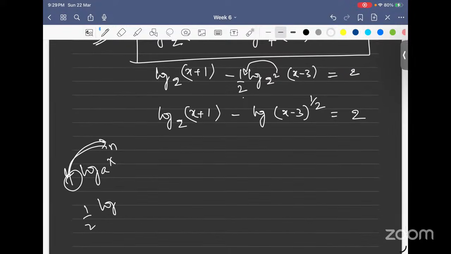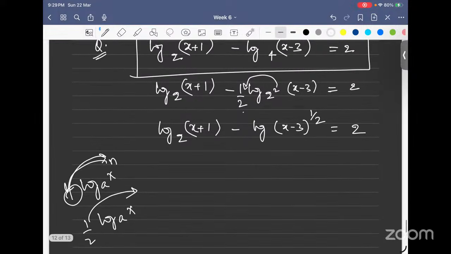Half log of whatever it is, x base a, right? This half can go here directly. Okay, so that is what we have done. Half can go directly here. With practice it will come. Okay, there are some time properties. You keep on practicing, you will get to know.